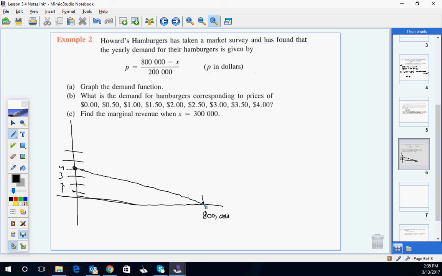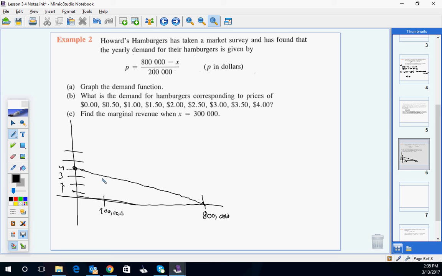So for example, if I put in 200,000, that would be like here. That would be 600,000. 600,000 divided by 200,000 is 3, so then it would be a dot at 3, etc. Very, very linear equation. It's very simple.